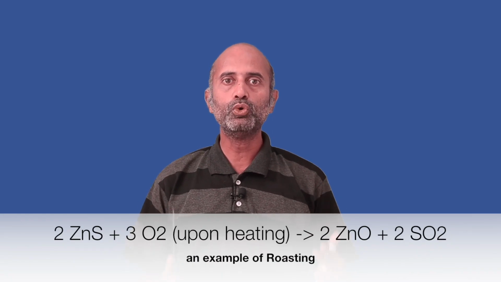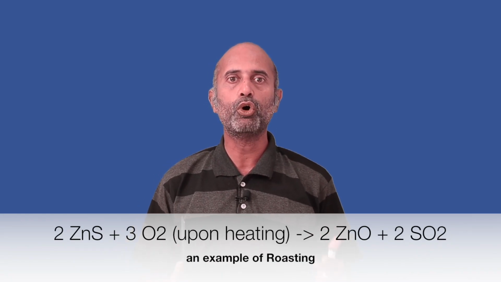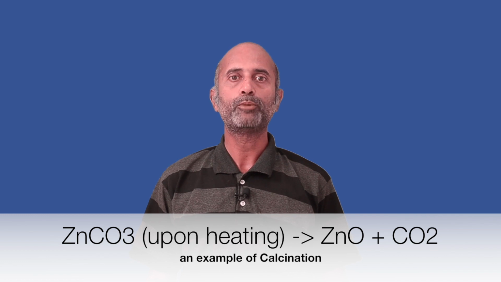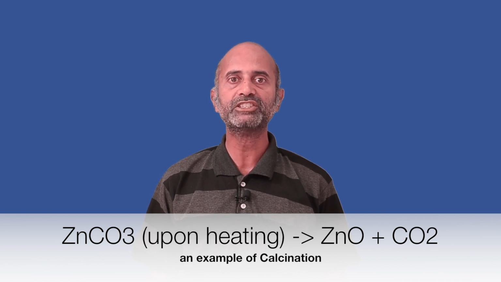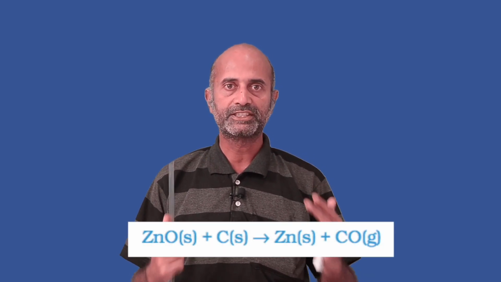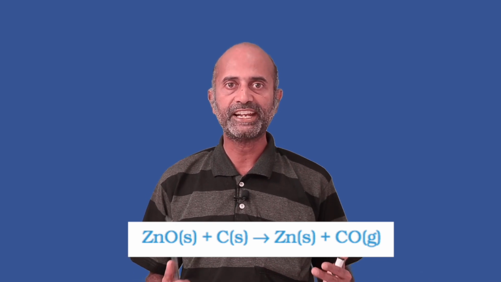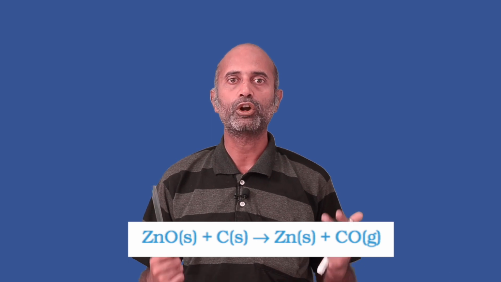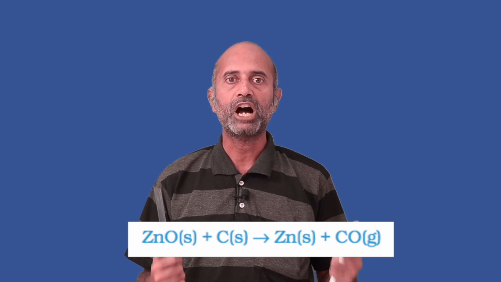For example, 2ZnS plus 3O2 upon heating gives 2ZnO plus 2SO2, and ZnCO3 upon heating gives ZnO plus CO2. The metal oxides are then reduced to the corresponding metals by using suitable reducing agents such as carbon. For example, ZnO plus C gives Zn plus CO, where ZnO stands for zinc oxide, C stands for carbon, Zn stands for zinc, and CO stands for carbon monoxide.